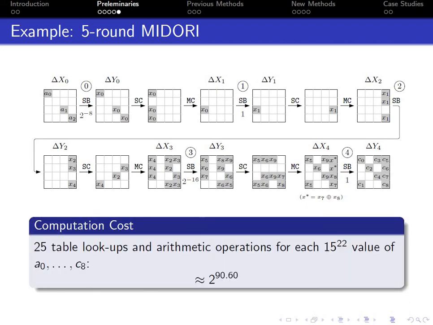Therefore, computation cost of this probability is 25 table lookups and the same number of arithmetic operations for each of the 2 to the 22 values of A's and X's and C's. That is, in general, about 2 to the 90 operations.